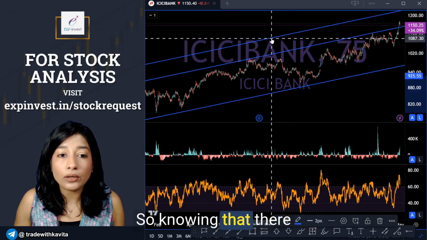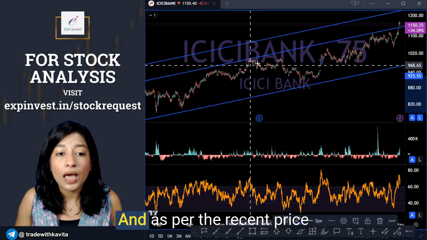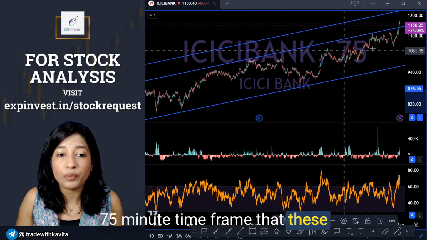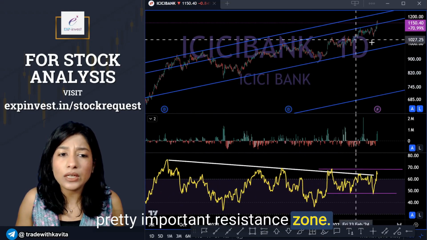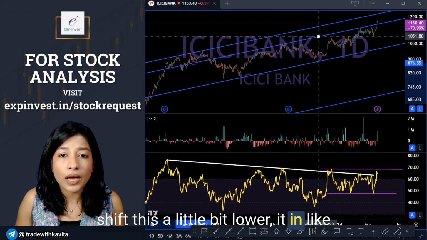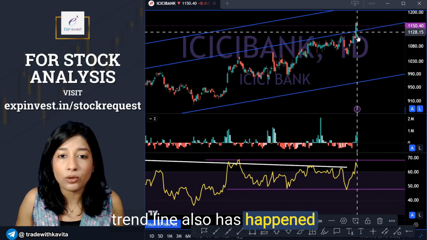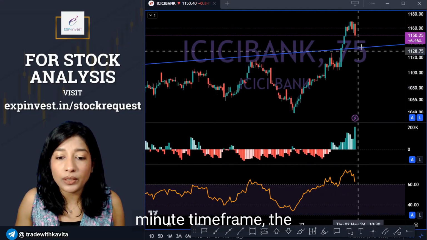So knowing that there is this trend line, I know that it is an important resistance zone for the price. And as per the recent price activity, I can clearly see on the 75-minute time frame that these 2 points do contribute to a pretty important resistance zone for the stock of ICICI Bank. If I shift this a little bit lower, roughly this is pretty important, and the breakout above this trend line also has happened with pretty strong volumes. Going back to the 75-minute time frame, the volume is pretty strong.